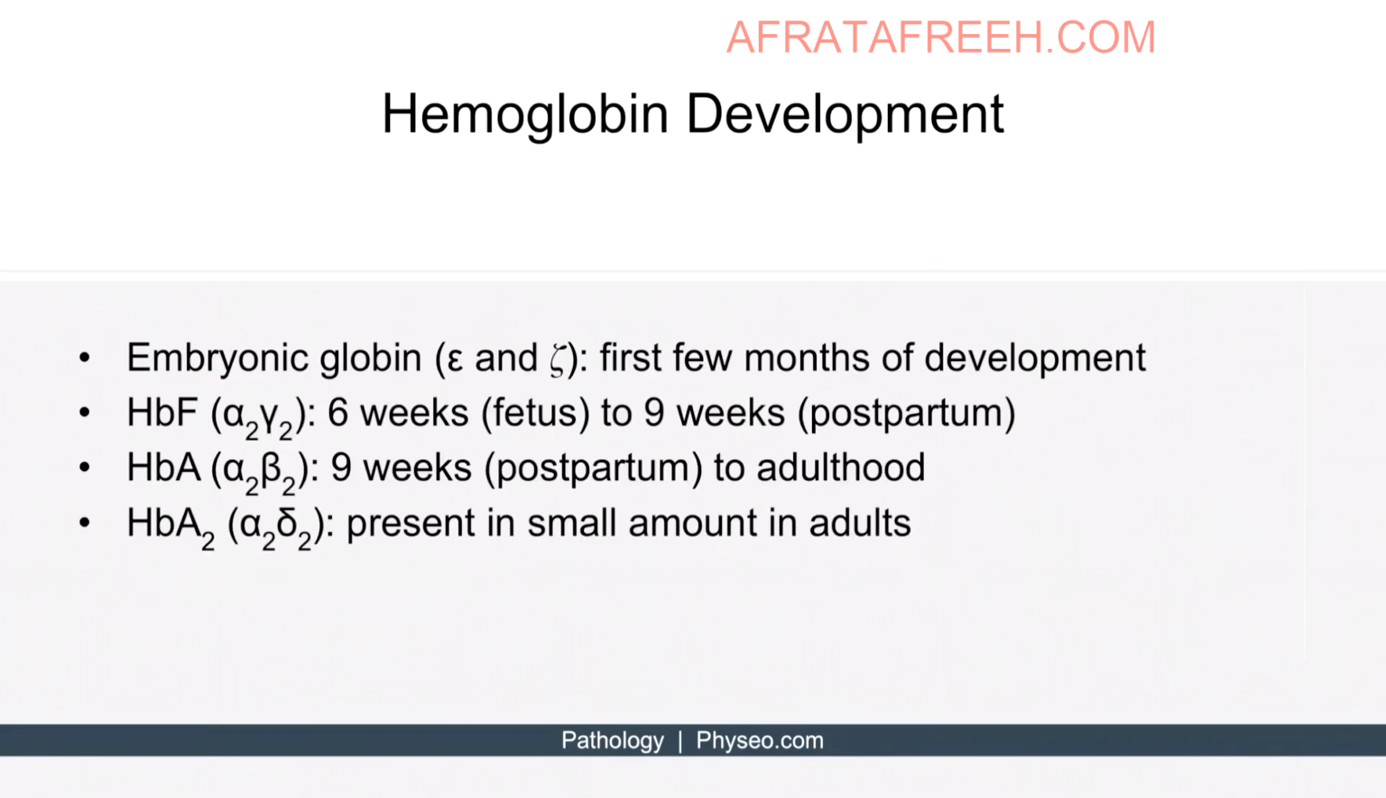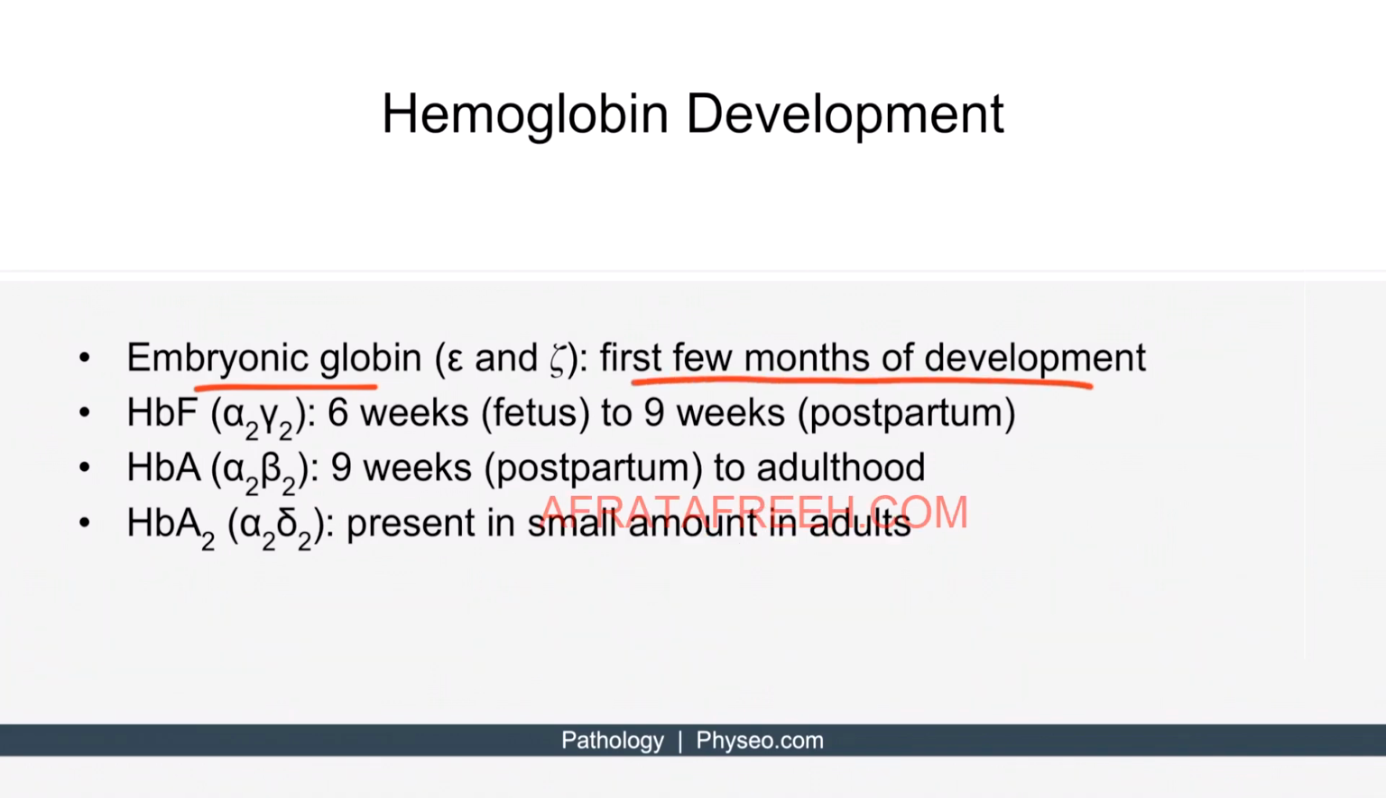There are different types of hemoglobin present in red blood cells throughout our lives. The first type is called embryonic globin, which consists of epsilon and zeta globins. These are only present during the first few months of development. Fetal hemoglobin, or hemoglobin F, is composed of alpha and gamma globin chains and is present during the first 6 weeks of fetal life and begins to decrease around 9 weeks of postpartum life.